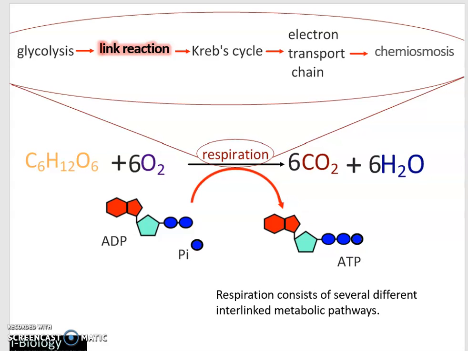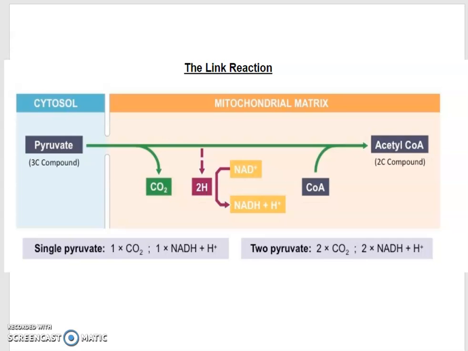So following glycolysis, we have per sugar molecule 2 molecules of a 3-carbon sugar called pyruvate. And if oxygen is available, we then proceed to the link reaction. The link reaction is summarized here, courtesy of BioNinja. What we can see is that the pyruvate is formed in the cytosol or in the cytoplasm of the cell. Following glycolysis, it's a 3-carbon compound.